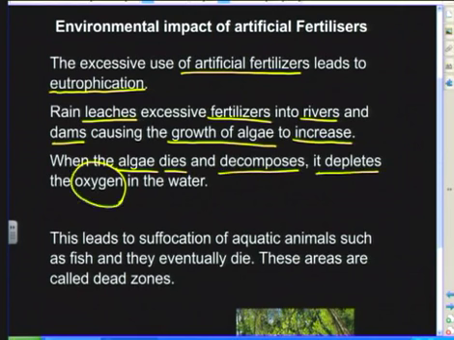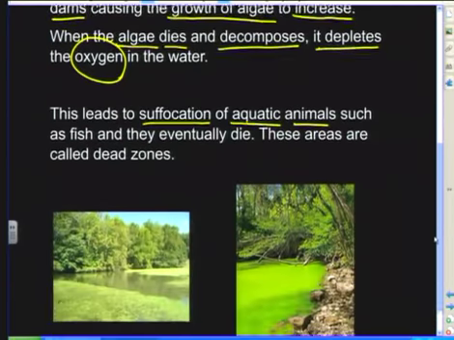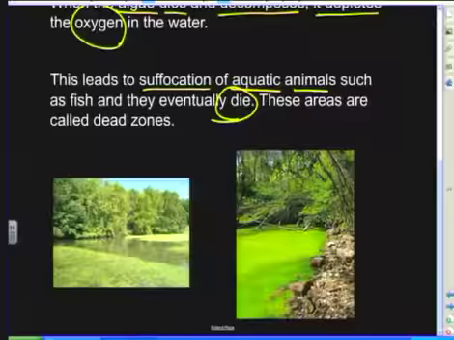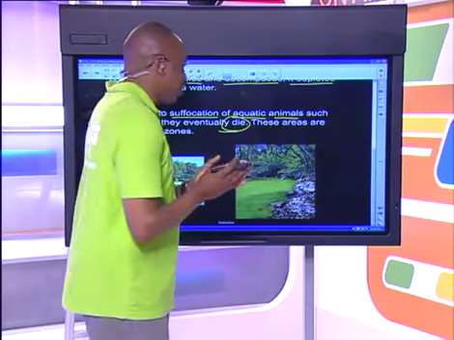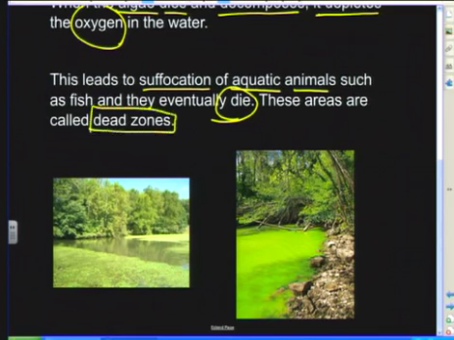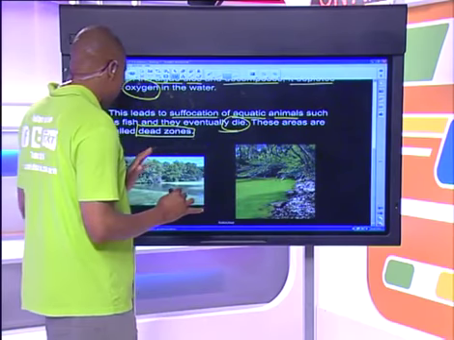This leads to what? To suffocation of aquatic animals, such as fish and others, okay? And they eventually die. So those areas where such a thing has happened are called dead zones. Dead zones. Everything is dead there. The very algae that was blooming is now dead. Aquatic animals are dead. So everything is dead there.